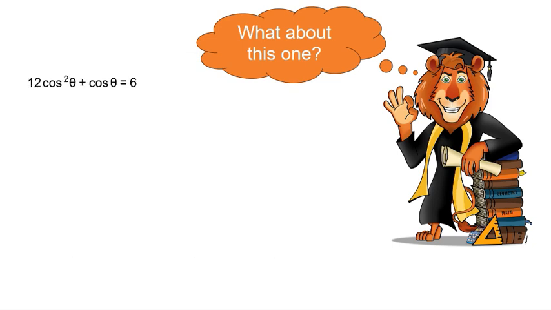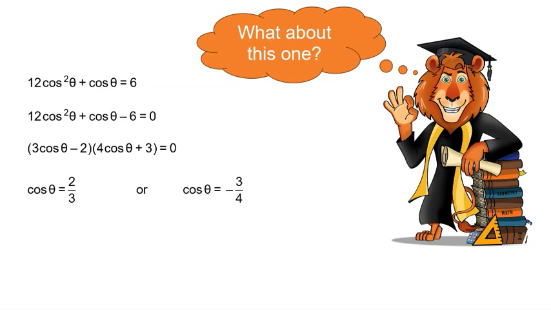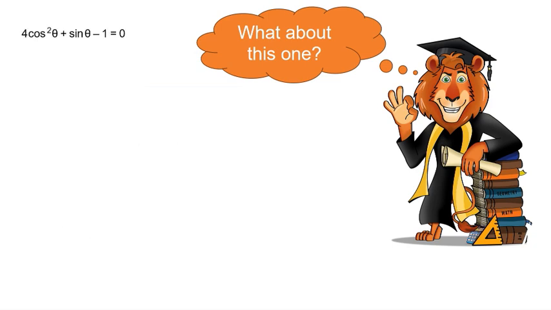Okay, what about this one? Also a quadratic. It's a quadratic in cos, and it factors out quite quickly, and we end up with two vanilla equations.